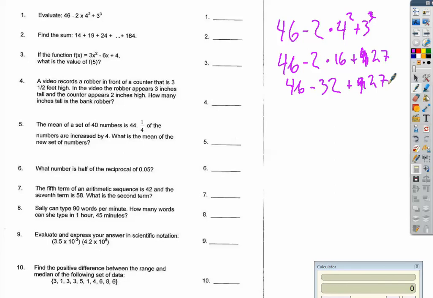So then, we have adding and subtracting, and we're going from left to right. So 46 minus 32 is 14. Plus 27 is 41. And the answer should be 41, and it is. Number 2.